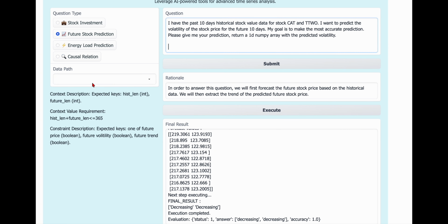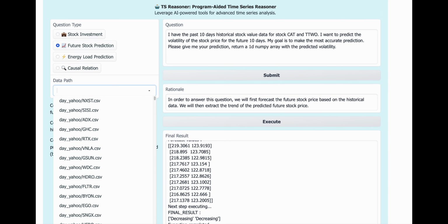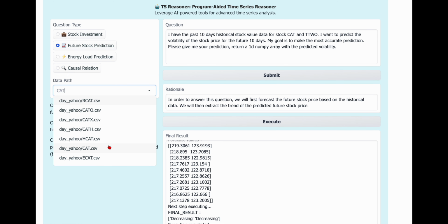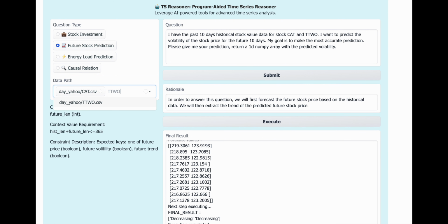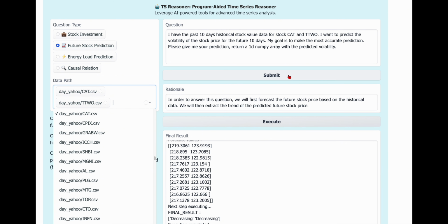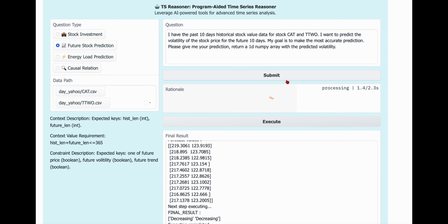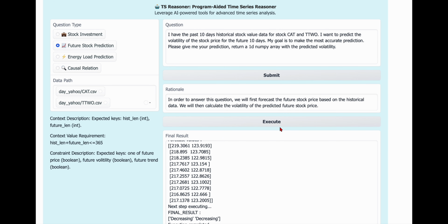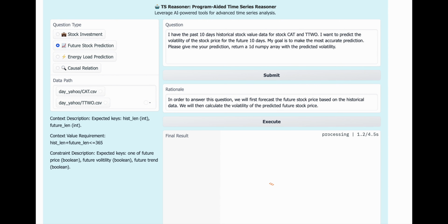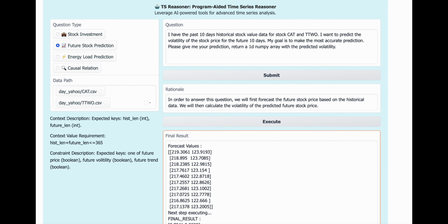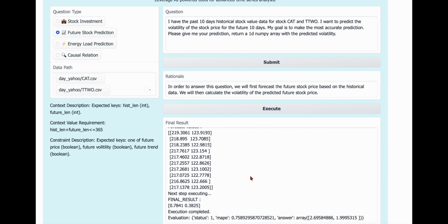Another prediction goal is volatility, which is an important factor to analyze the market. The rationale prompts two stages. First, forecast the future price, then predict the volatility. The execution results contain the forecast and volatility values.